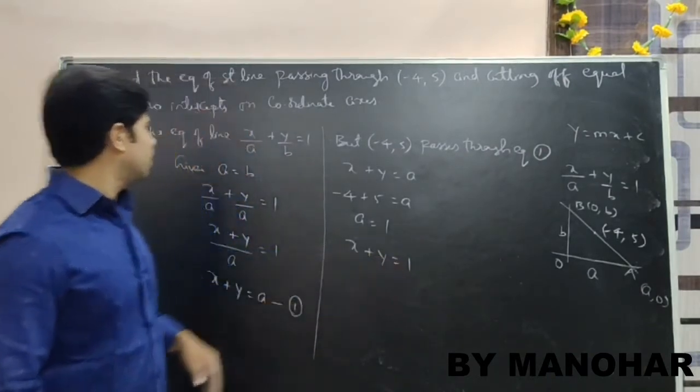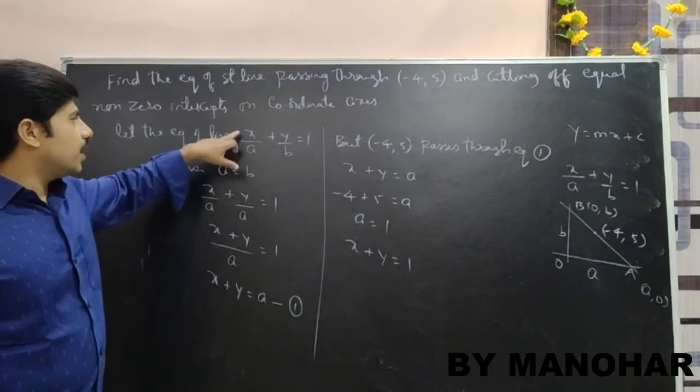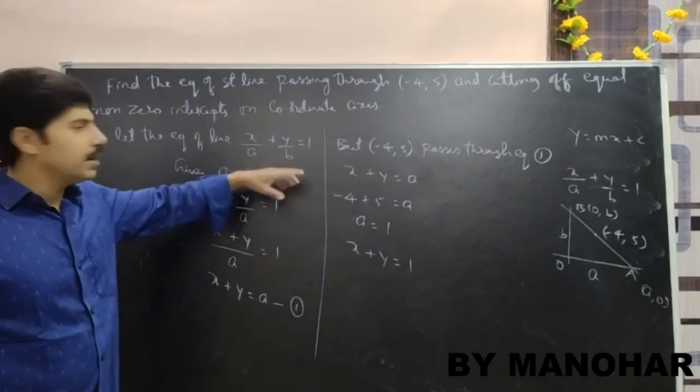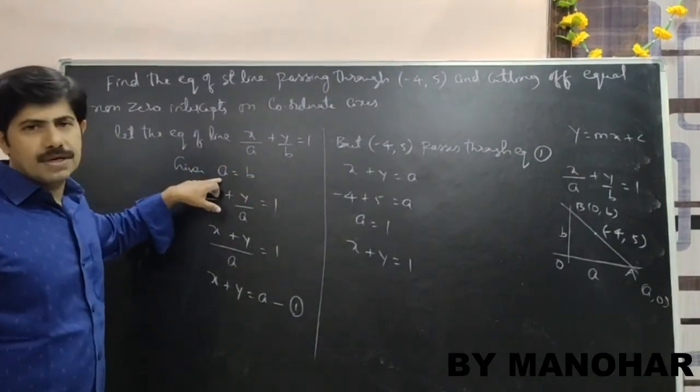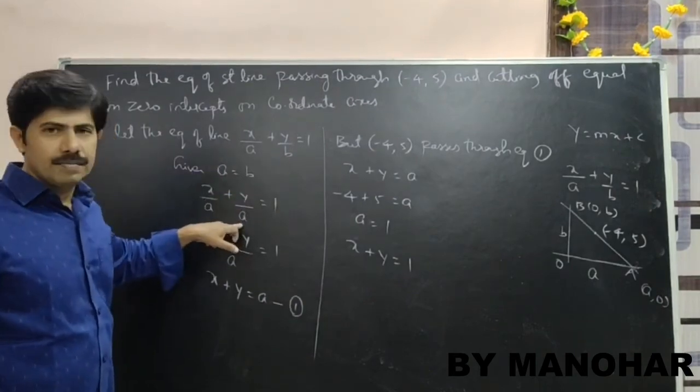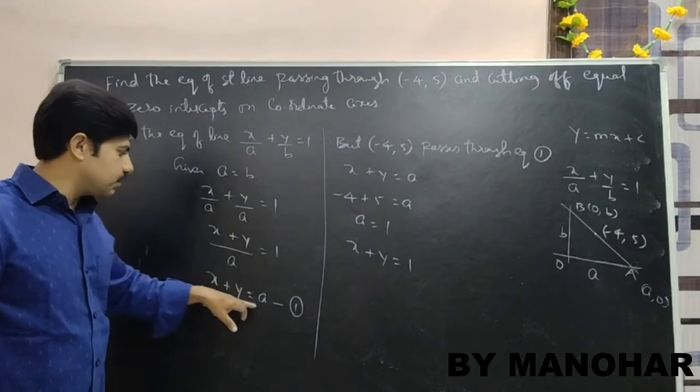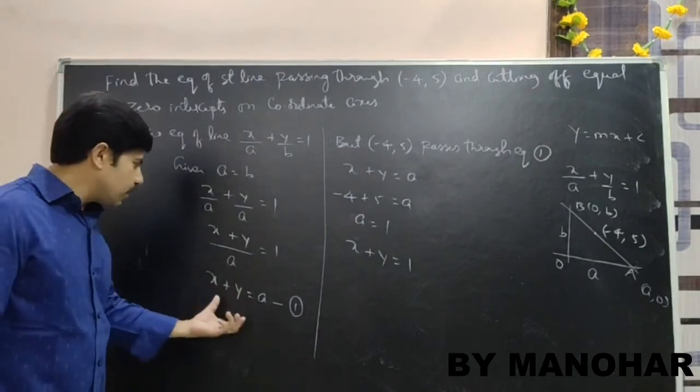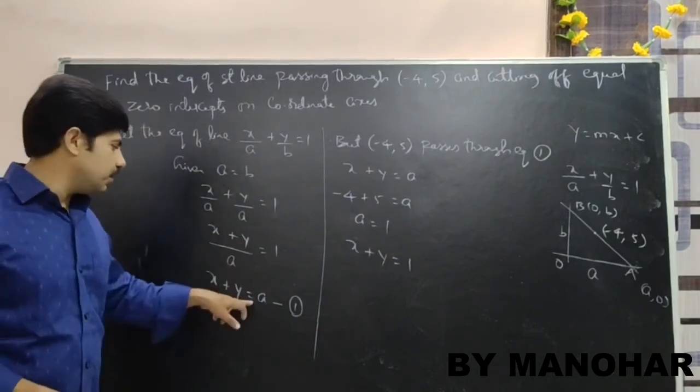See here, I'll repeat. First, we'll assume the equation of line as x by a plus y by b is equal to 1. It is making equal intercepts. That means a is equal to b. So in the next line, instead of b, I'll write a. I'll just simplify this. I'll get x plus y is equal to a. But x plus y is equal to a is not a complete equation because we don't know the constant.